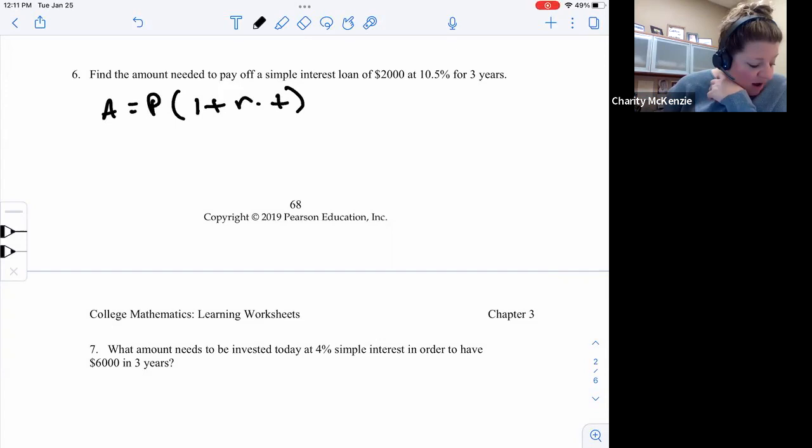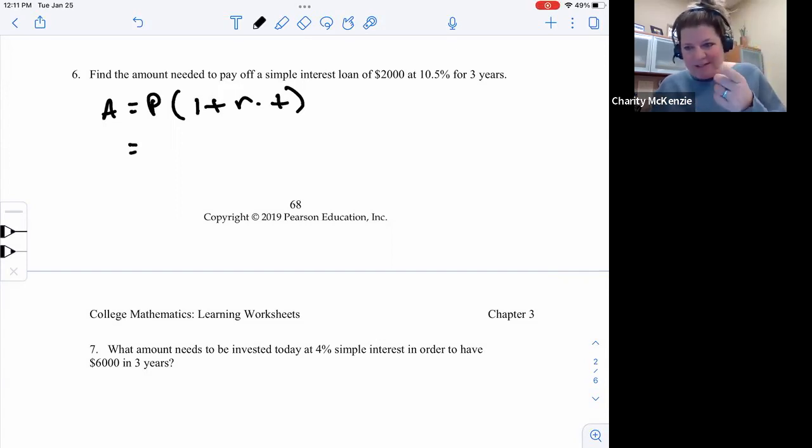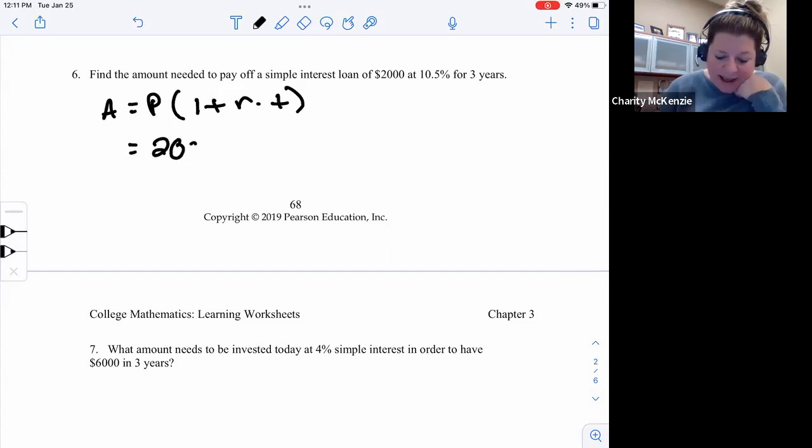So we're going to pay off... well, that's not that tricky. I was thinking it went the other way, but find the amount needed to pay off the simple interest loan. We're just going to put in our information. We still could do this as Prt and then add it back, totally fine, but let's do it this way. We start with borrowing $2,000, times 1 plus the rate, which is 0.105. Go all the way out, right?